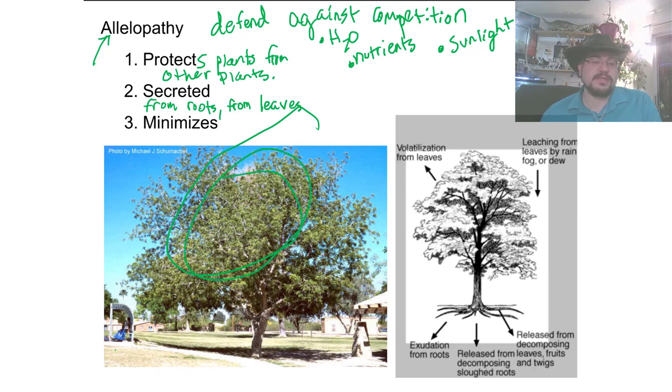right? This one secretes allelopathic chemicals not only from the roots, but also from the leaves on the branches. So when the leaves fall down, they build up that allelopathic stuff. So it's pretty cool. So they're secreted by the roots. And basically, they minimize competition. They create conditions that inhibit growth of competitors.